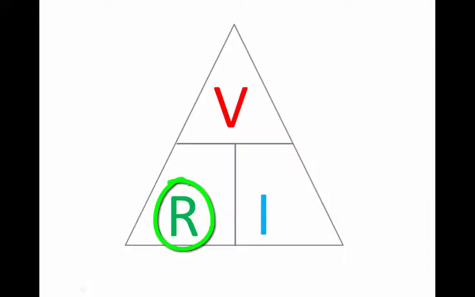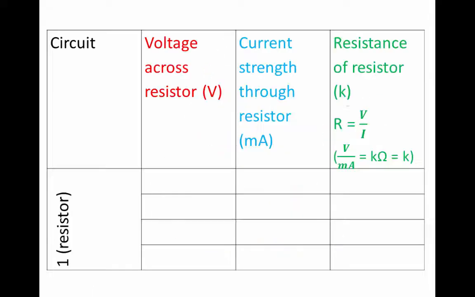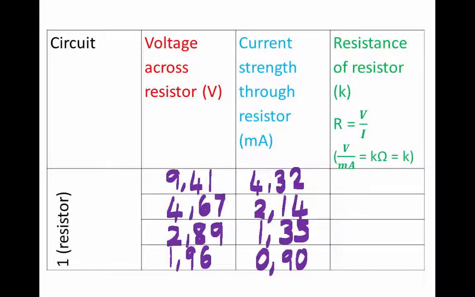Resistance means the ratio of potential difference across a conductor to the current strength through the conductor. In other words, R is equal to V over I. Potential difference over current strength. Potential difference across a conductor divided by the current strength through that conductor. So let's check this for our data.